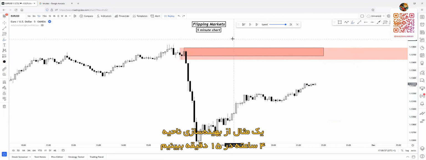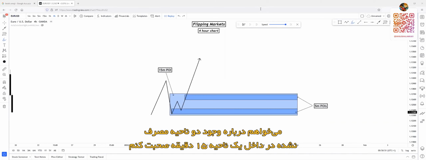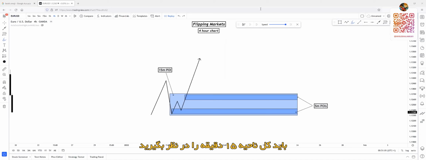Let's see this on the 4-hour to the 15-minute chart refinement. Before we continue with the 4-hour to the 15-minute refinement, I want to show you what happens if you get two unmitigated 5-minute zones inside of the 15-minute zone. So if you see two unmitigated 5-minute zones inside of the 15-minute zone, you just want to keep the unrefined 15-minute zone. And if one of the zones is mitigated, you can use the other 5-minute zone as the refinement.